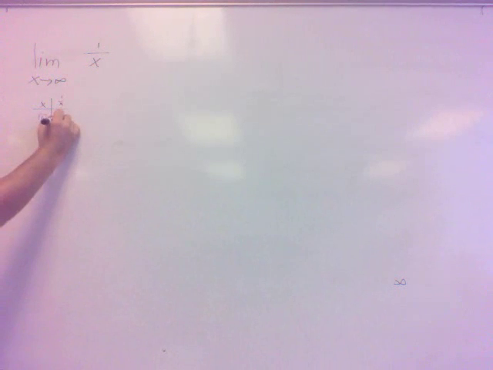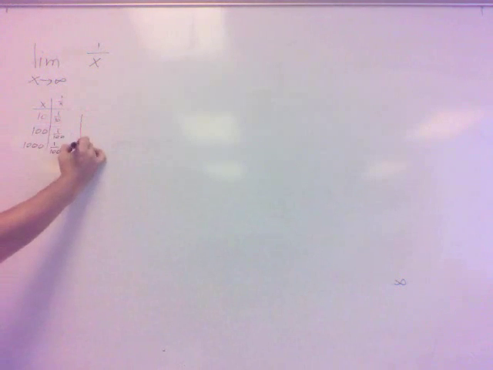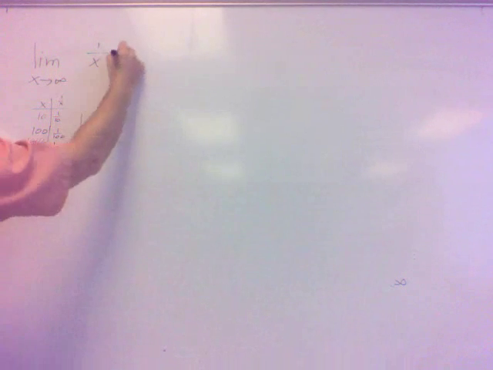So x equals 10, pretty big number, but x is 100, x is 1,000. What's happening to these values as x gets bigger and bigger and bigger? Aren't these going to something? What are they going to? They're going to 0. Yep. So it turns out that the limit as x approaches infinity of 1 over x is 0.